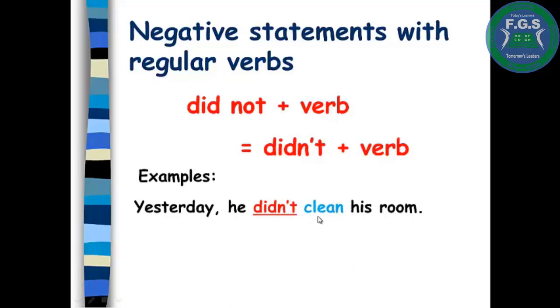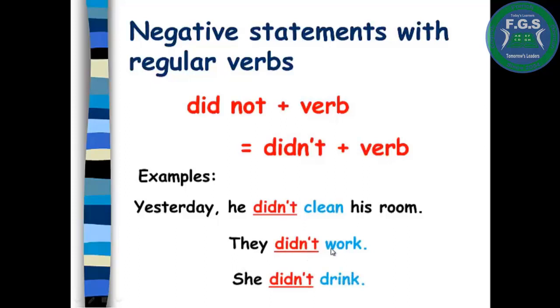Didn't plus infinitive. They didn't work. She didn't drink. Notice here work and drink are infinitive. Verbs without d or ed or ied.